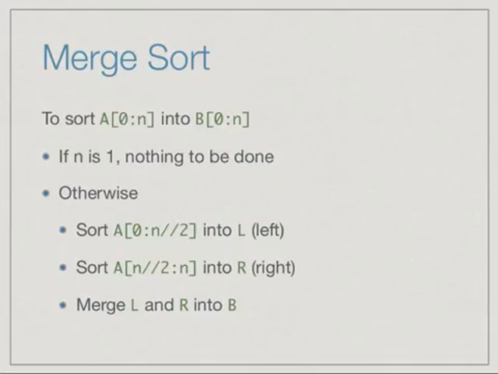So now that we have seen how to merge the lists, let's sort them. So what we want to do is take a list of elements A and sort it into an output list B. So if N is 1 or 0 actually, so if it is empty or it has got length 1, we have nothing to do. Otherwise, we will sort the first half into a new list L, and sort the second half into a new list R, L for left and R for right, and then we will apply the earlier merge function to obtain the output list B.